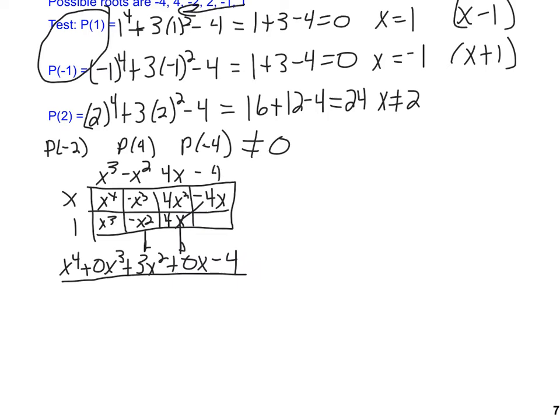Minus 4 times x to give me negative 4x. Negative 4 times 1 is a negative 4, and 0 plus negative 4 gives me negative 4. So I can divide x plus 1 into my polynomial. So that's going to be one of my factors.